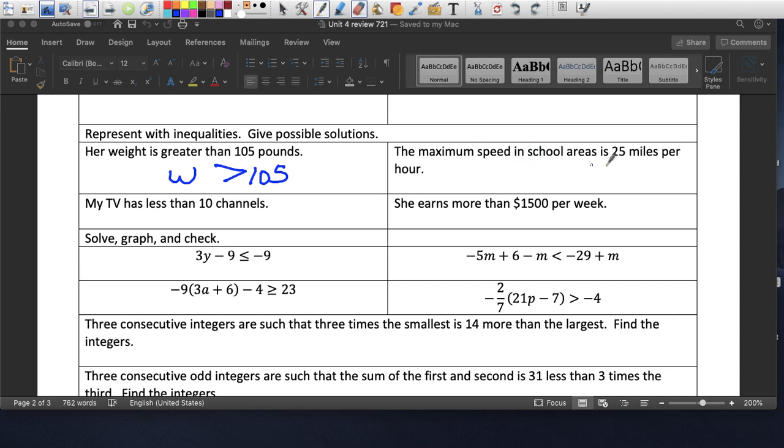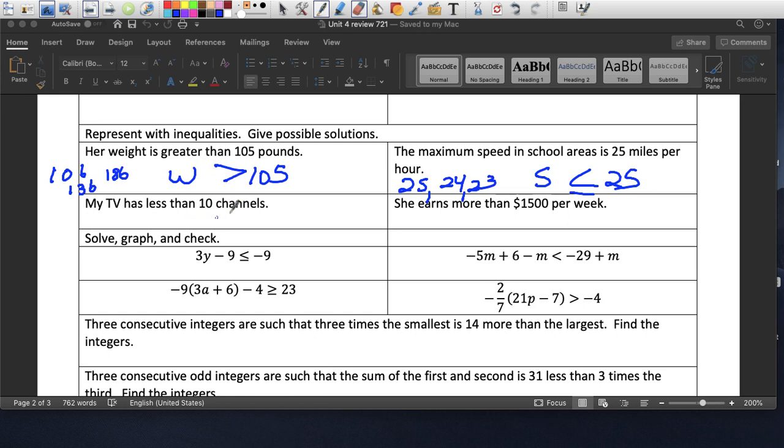Maximum speed in school areas is 25 miles per hour, the max. So the speed has to be under or equal to 25, otherwise you get a ticket. So your speed can be 25, 24, 23, 22, 21, etc. I like that. 25, 24, 23. Some possible solutions. So for her weight, she could be 106, 136, 186.